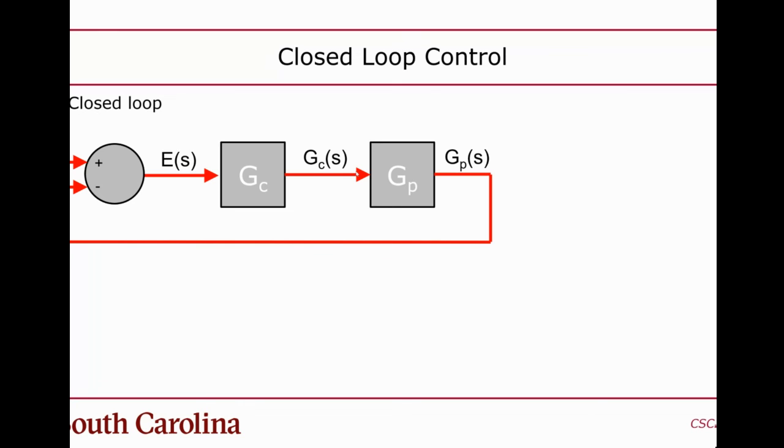But the point is that I want the output of the physical plant, the GP, which is the plant, the device I'm controlling, to be at the set point, and I'm going to use a controller to achieve that. And I have this feedback where I calculate an error term, which is the difference between the set point and the output of the plant, and then the error is the input to the controller.